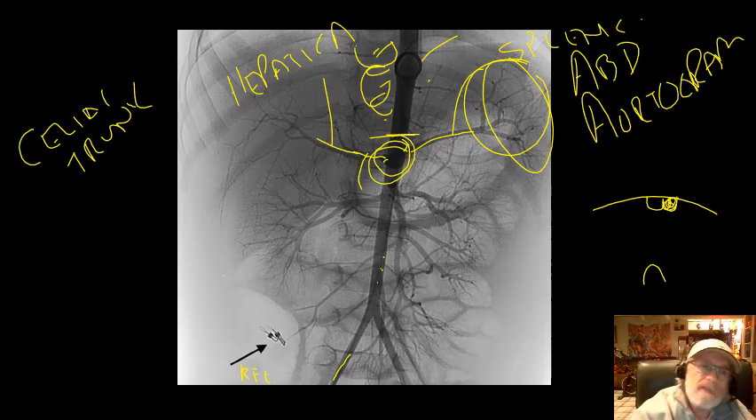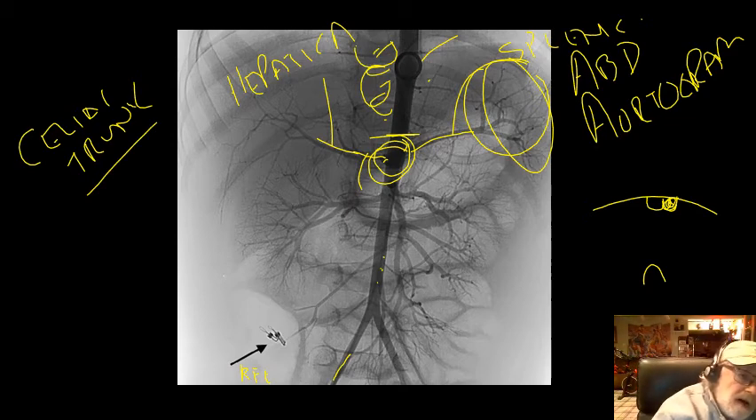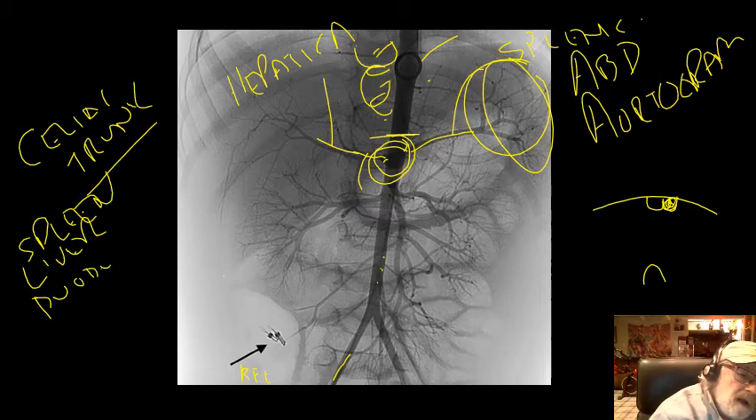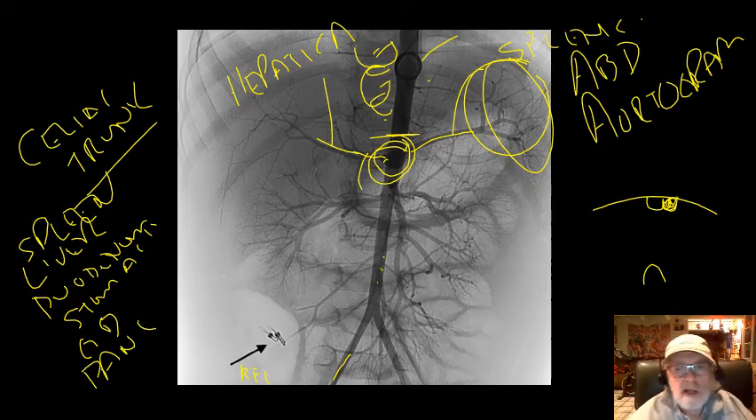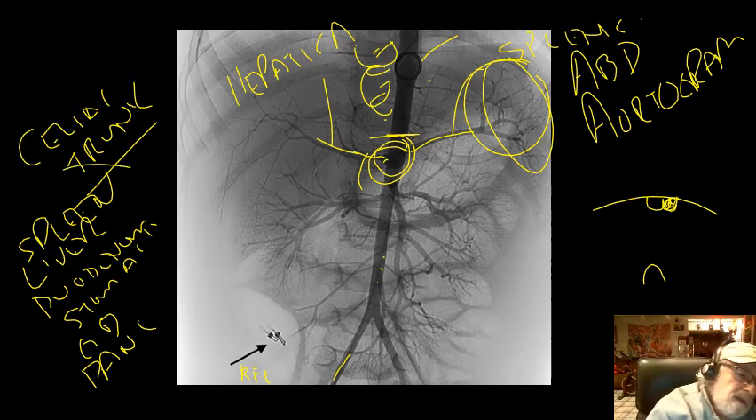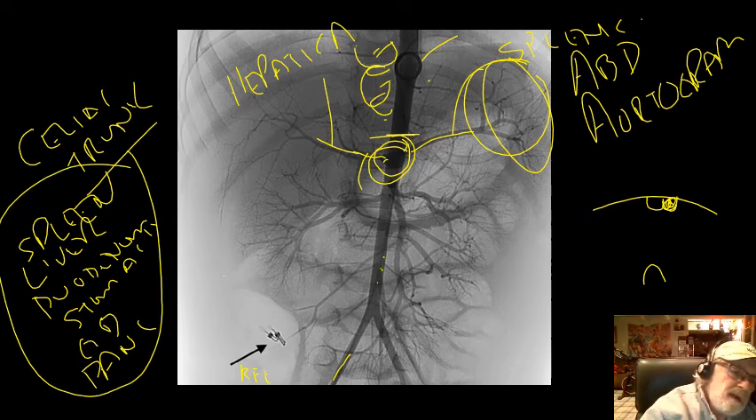So therefore celiac trunk supplies arterial blood supply to the spleen, to the liver, to the duodenum, which is the first portion of the small intestine, the stomach, the gallbladder, and the pancreas. Now the stomach will also get some blood supply from other places, a little bit, but the vast majority of the blood supply from the spleen, the liver, the duodenum, the stomach, the gallbladder, and the pancreas comes from this trunk right here called the celiac trunk.